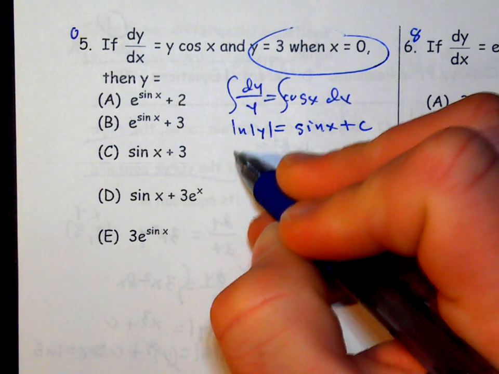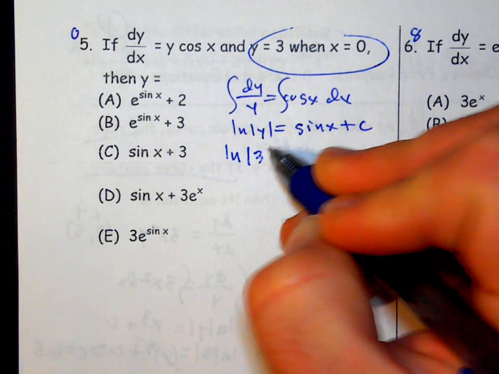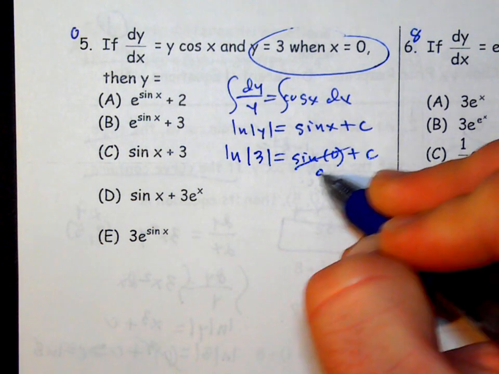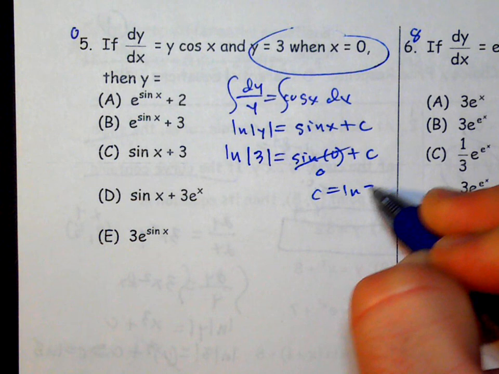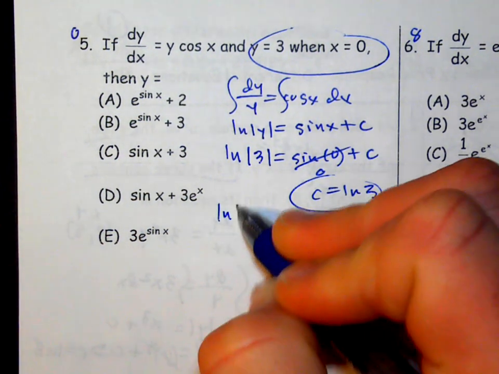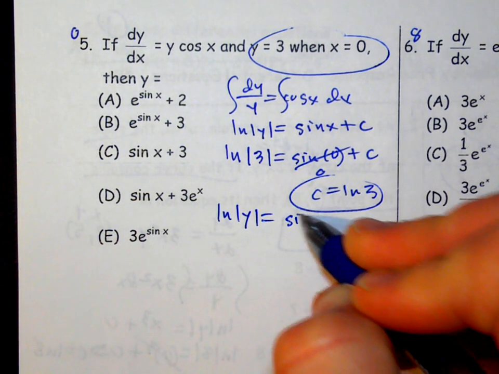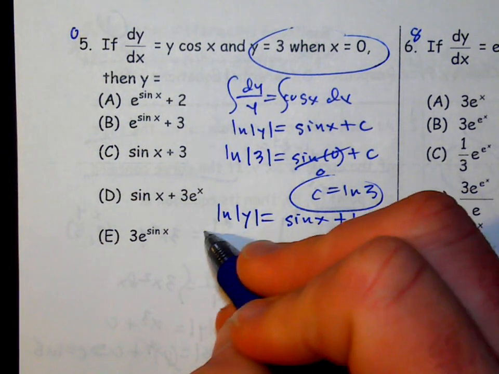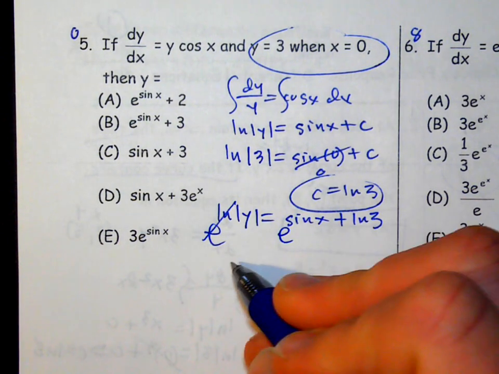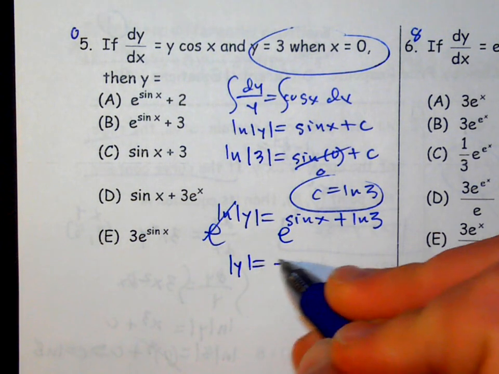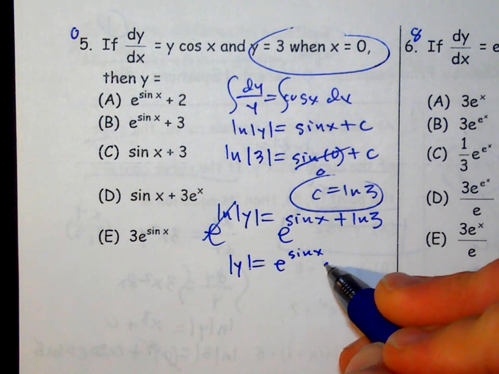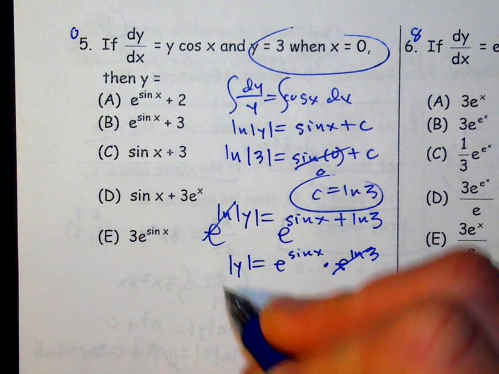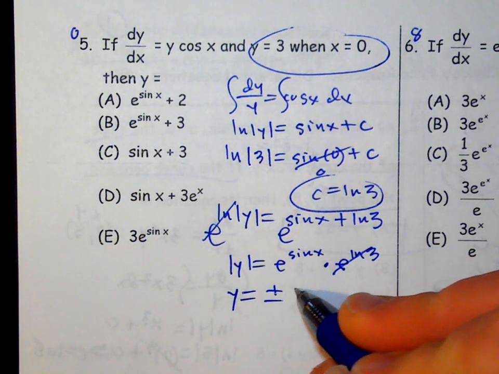Here's your initial condition. Natural log of the absolute value of 3 equals sine of 0 plus c. Sine of 0 is 0, so c equals natural log of 3. You rewrite it: natural log of the absolute value of y equals sine x plus natural log of 3. We're going to exponentiate both sides. And over here, we could use rules of exponents to break this up into e to the sine x times e to the natural log of 3. That'll become a 3. Get rid of the absolute values, plus or minus, put the 3 out front.